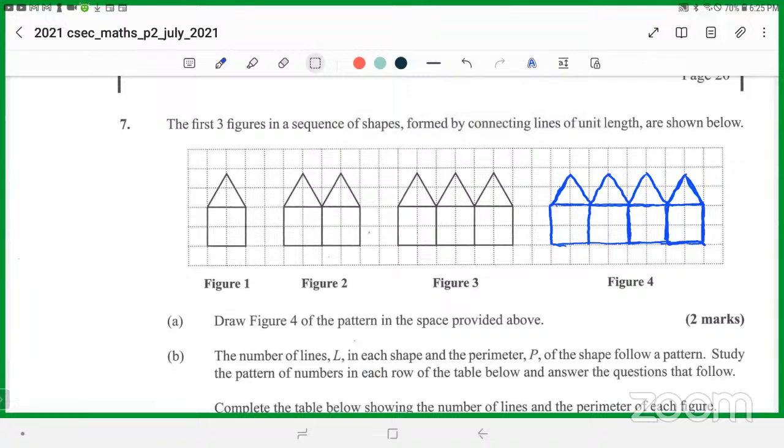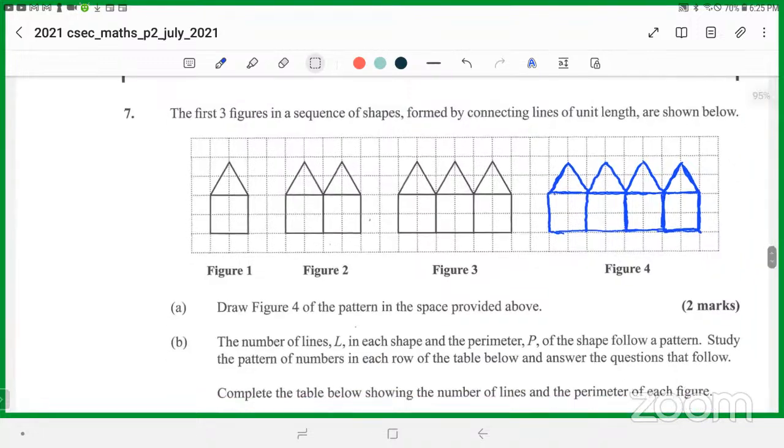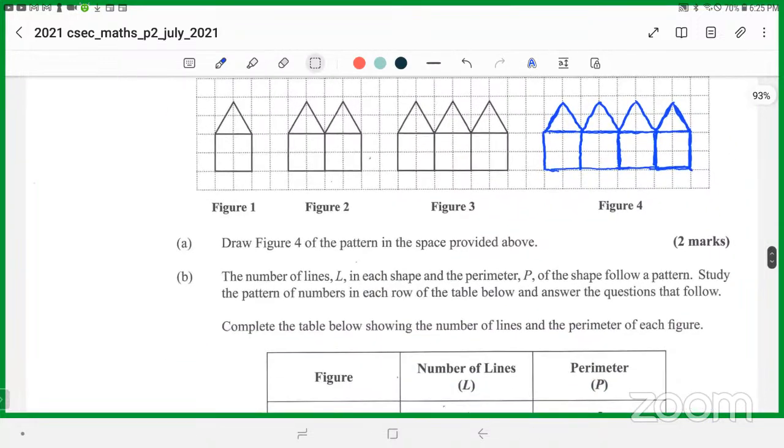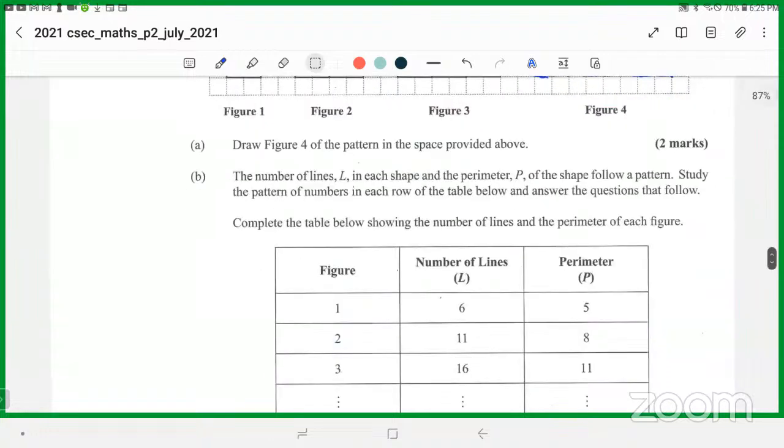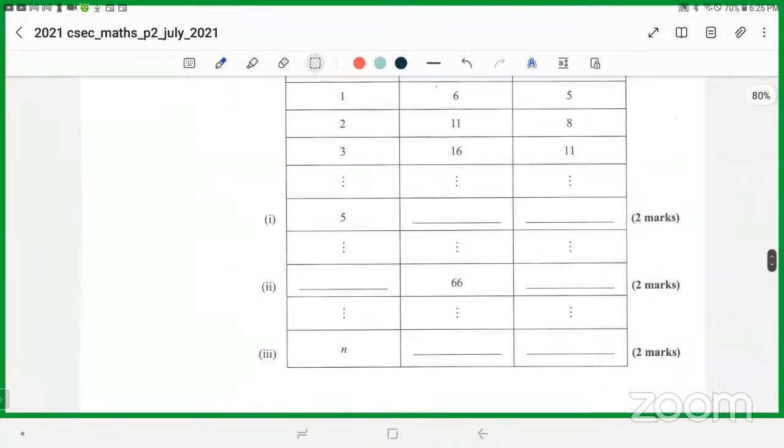All right, guys. So that is that. That's figure number 4. Nice and easy. Sorry about that. Next question says, the number of lines L in each shape and the perimeter P of the shape follow a pattern. Study the pattern of numbers in each row of the table below and answer the questions that follow. Complete the table below showing the number of lines and the perimeter for each figure. So basically I want us to fill out for these.